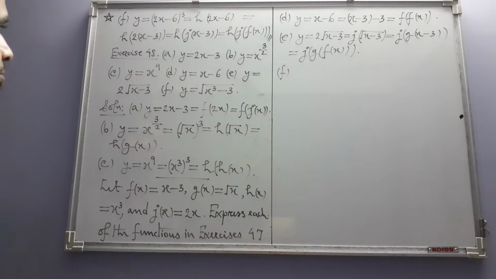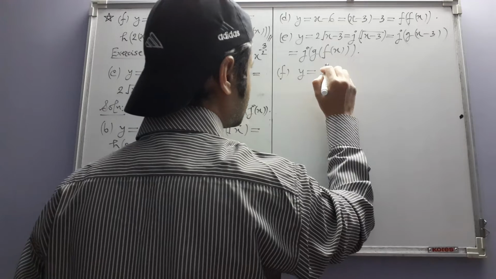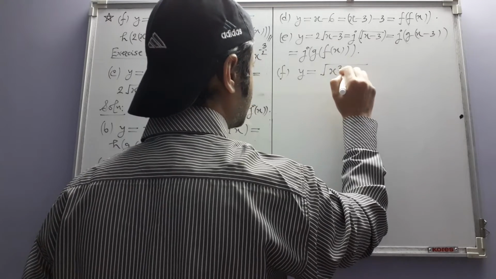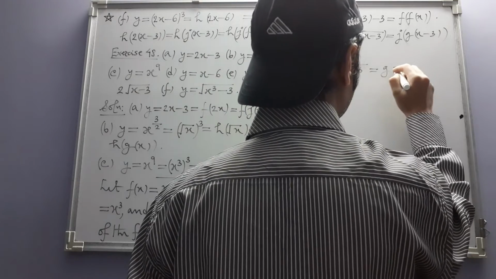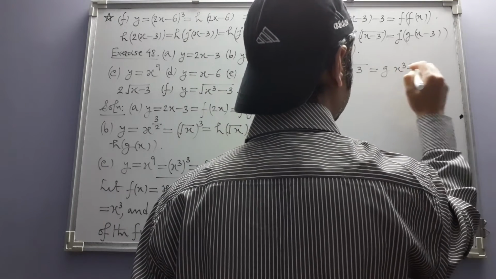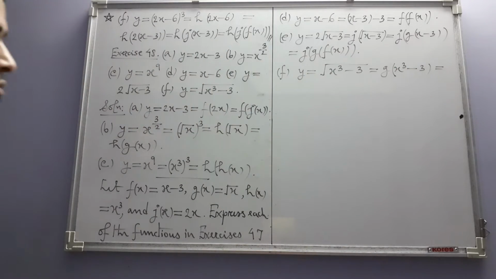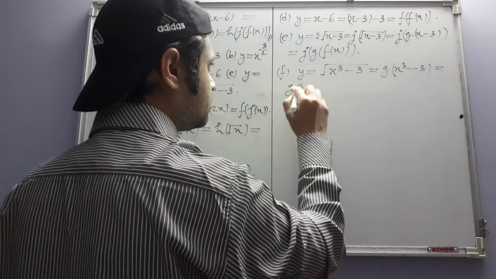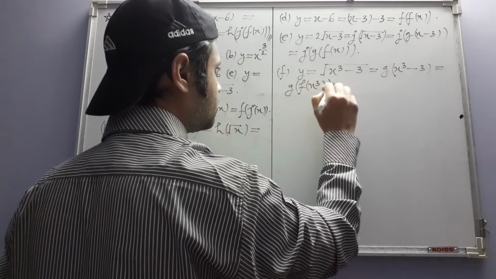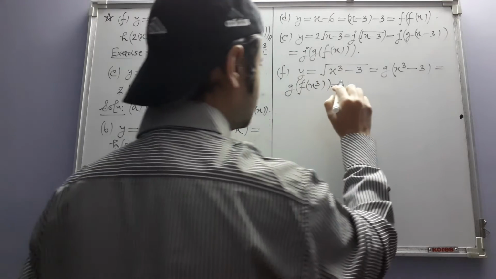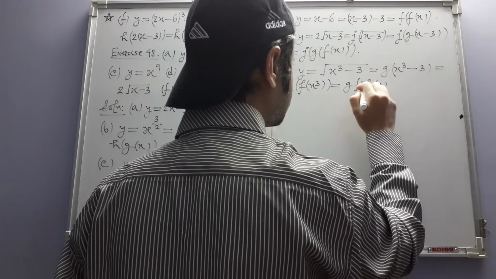Then f, y equal to square root of x cube minus 3. Square root is the outermost one, so g of x cube minus 3. Minus 3 means f. g of f of x cube, and cube is h, so g of f of h of x.